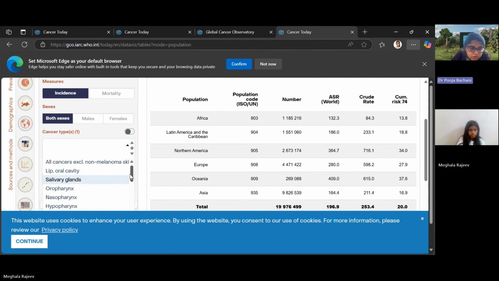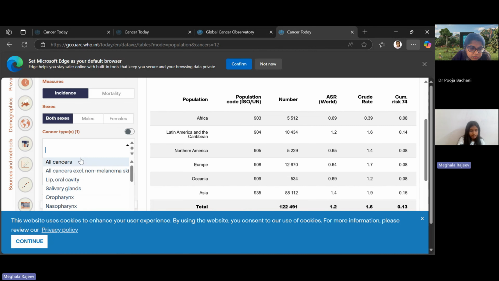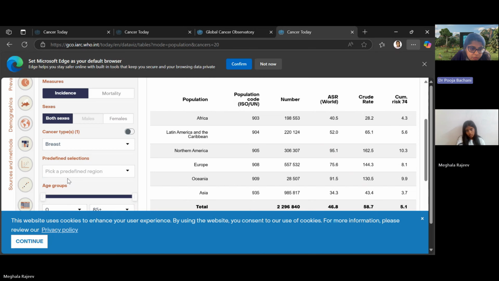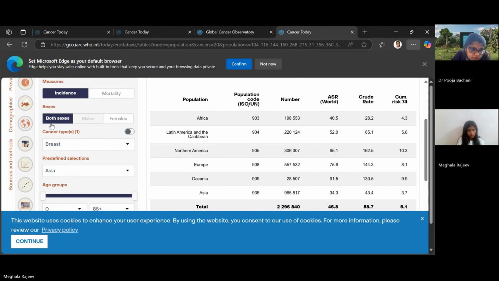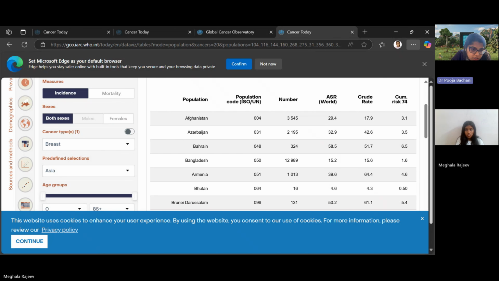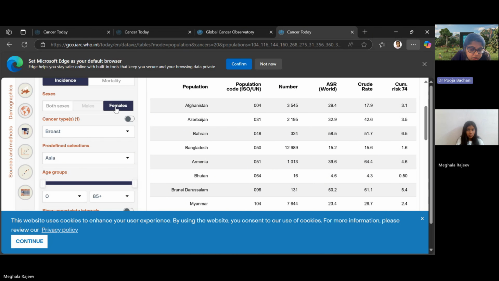Yeah. So write breast there, you will get it. Yeah. See. Okay. So now pick a predefined region. Click there. So say it's Asia. Okay. So in sexes, I want females. Are you aware that even males can get breast cancer, Meghla? I only want female.